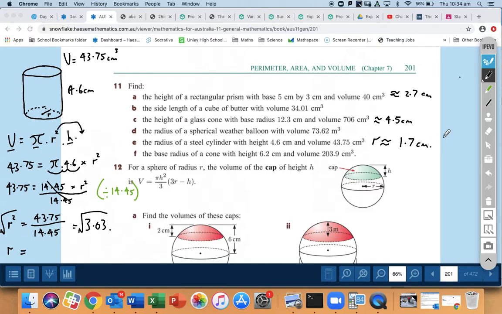Now, it's always good to check the answer in the back of the book. The book has called this 1.74. Personally, I think it's better to just do it to one decimal place.